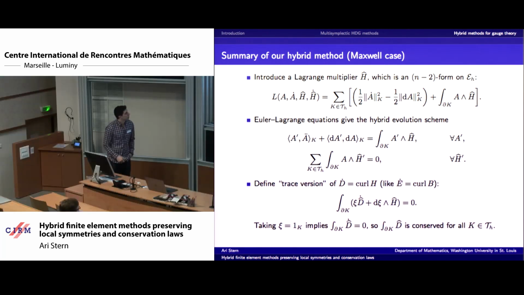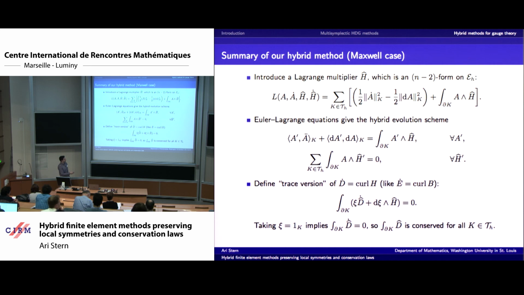We can then define a trace version of, so this is sort of one of Maxwell's equations without current. D dot equals curl H. Here D is dual to E and H is dual to B. Right, and we can do the following to actually recover what D hat is. If we take our xi to be just 1 on a single element and 0 everywhere else, because now we can take discontinuous piecewise constants, we in fact get that this basically trace version of charge conservation holds for every single element.